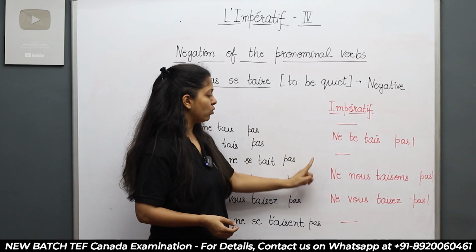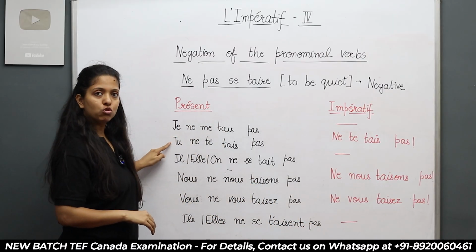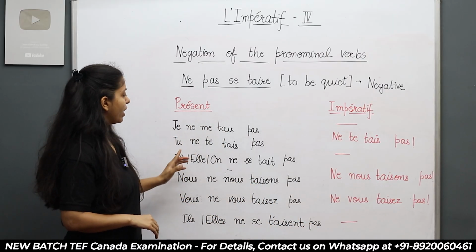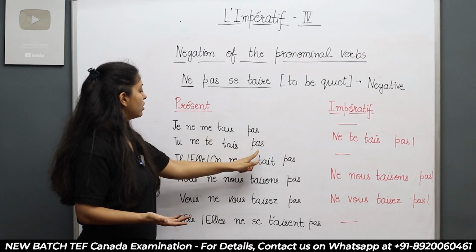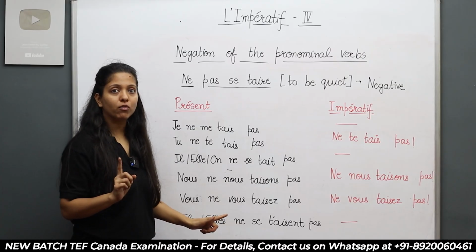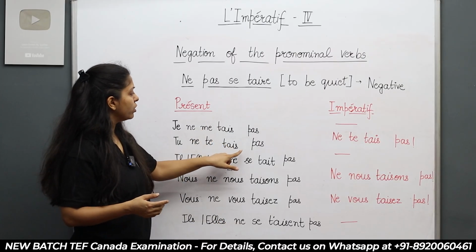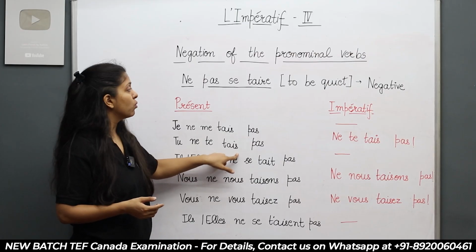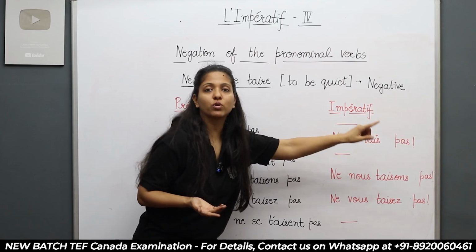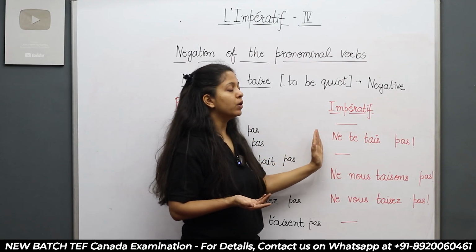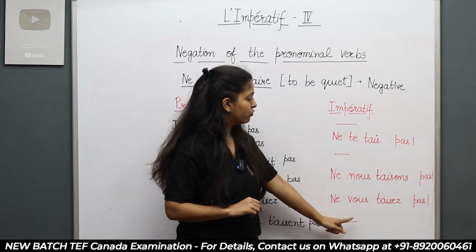With je, il, elle, on, ils, elles plural, I have just put a dash. Here, remove this tu, remove this nous, and remove this vous, and whatever is left, you are going to write it as it is. So, as I just told you, this te, nous, and vous, they are not going to come forward because it is negative, right? So, just write it as it is. And yes, also, will you remove this s? No, because it is not an er verb. That is a re verb. So, this s is going to remain as it is. So, you say, ne te tais pas, ne nous taisons pas, ne vous taisez pas.